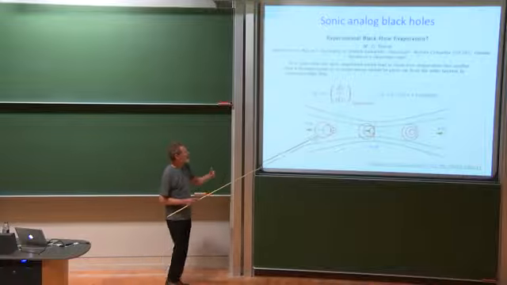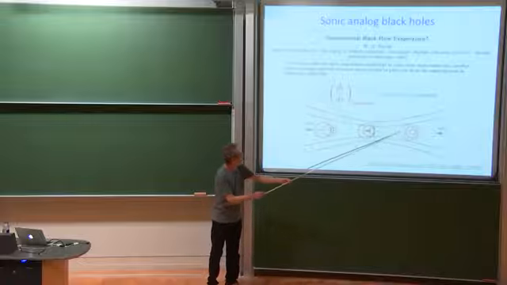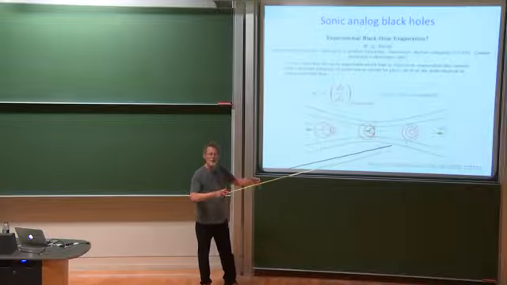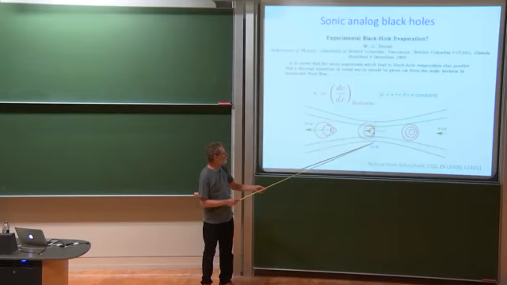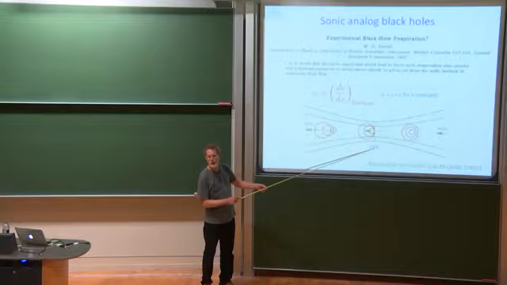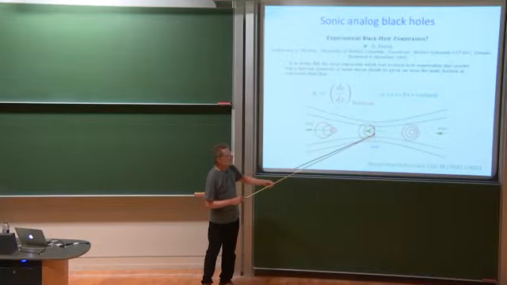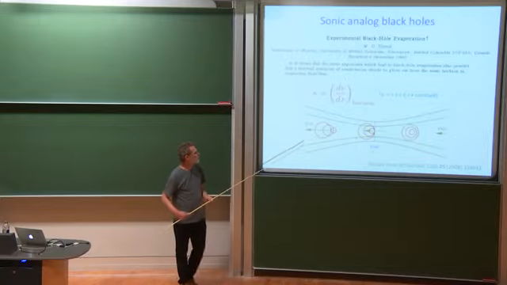So here's a cartoon of that from a paper by Ralph Schützhold. Here's fluid flowing from right to left. These circles represent the wave fronts of sound waves. And here's the place where the fluid flow velocity, towards the left, matches the speed of sound in the fluid. So sound to the left of this midpoint cannot propagate past the midpoint to the right. So this acts like a horizon in the fluid flow.